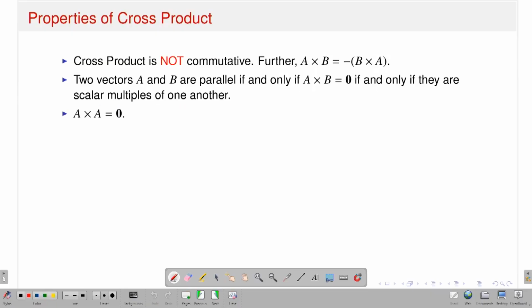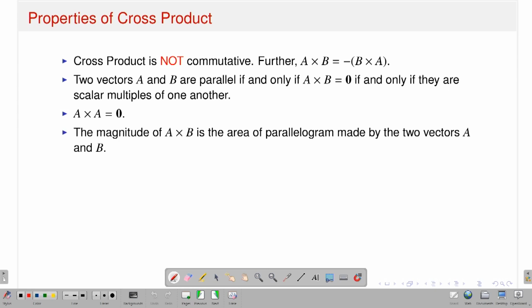The next property is that if you do the cross product of A with itself, then it becomes the 0 vector, because two rows are identical in that determinant and hence the determinant value is 0. The magnitude of A cross B is the area of the parallelogram made by two vectors A and B.